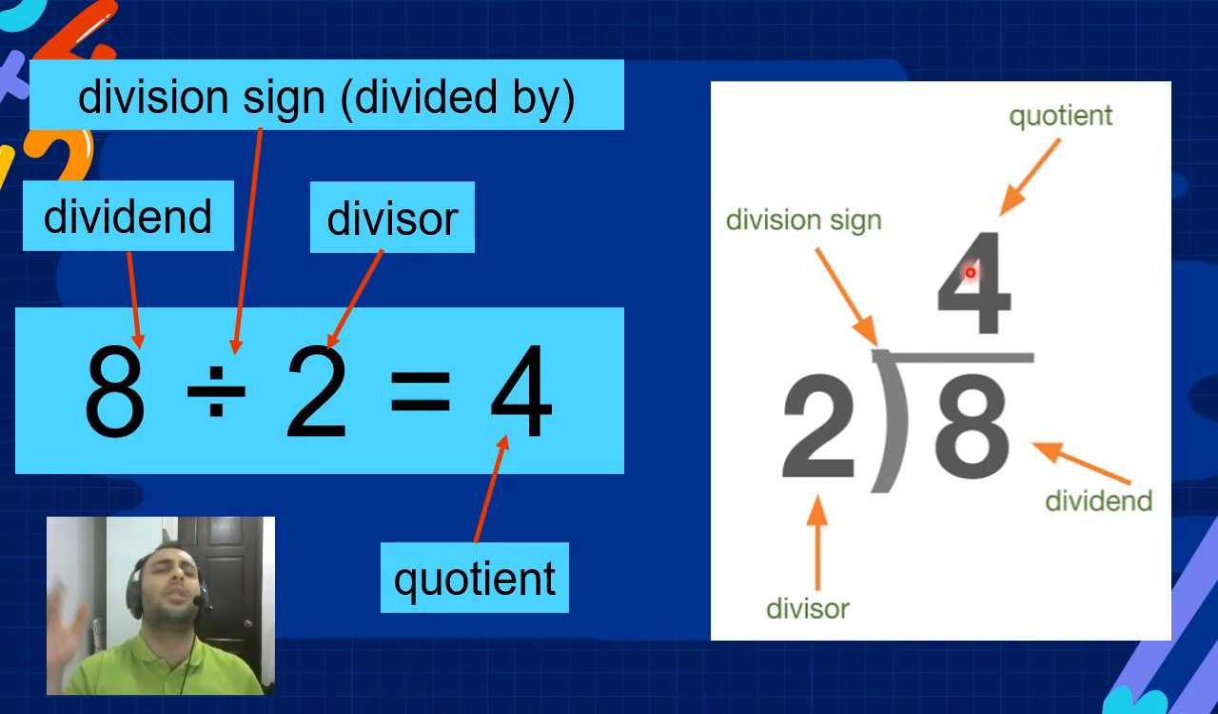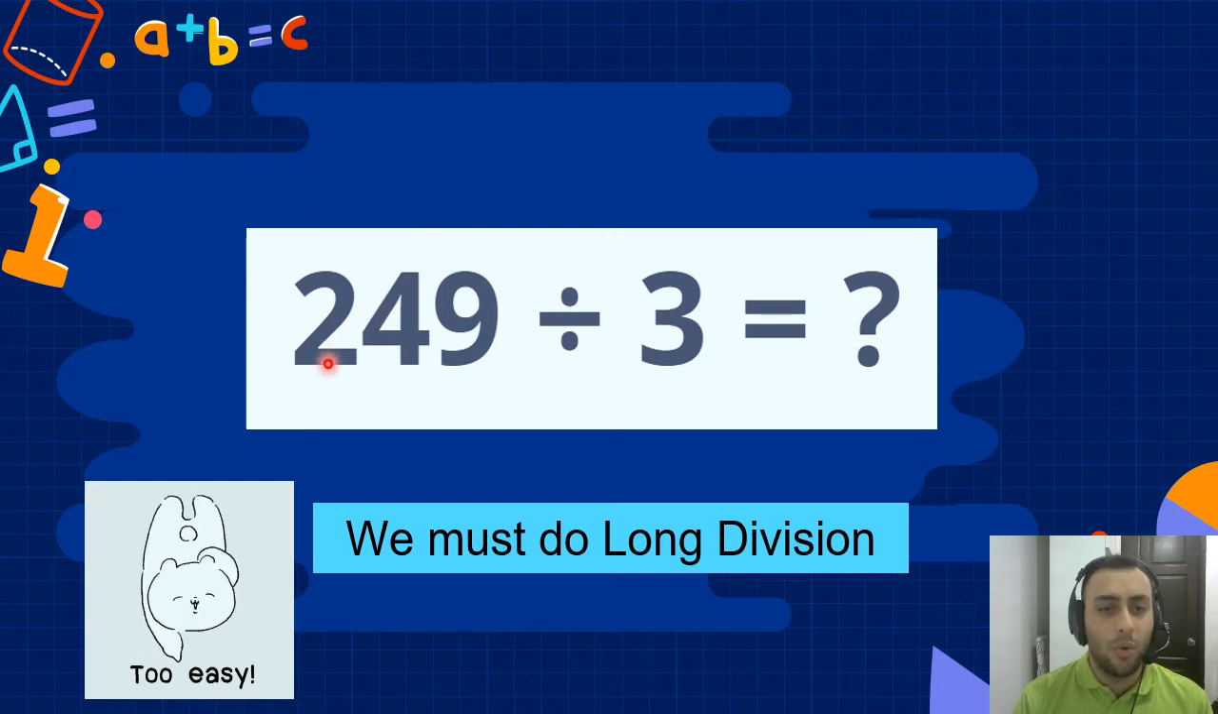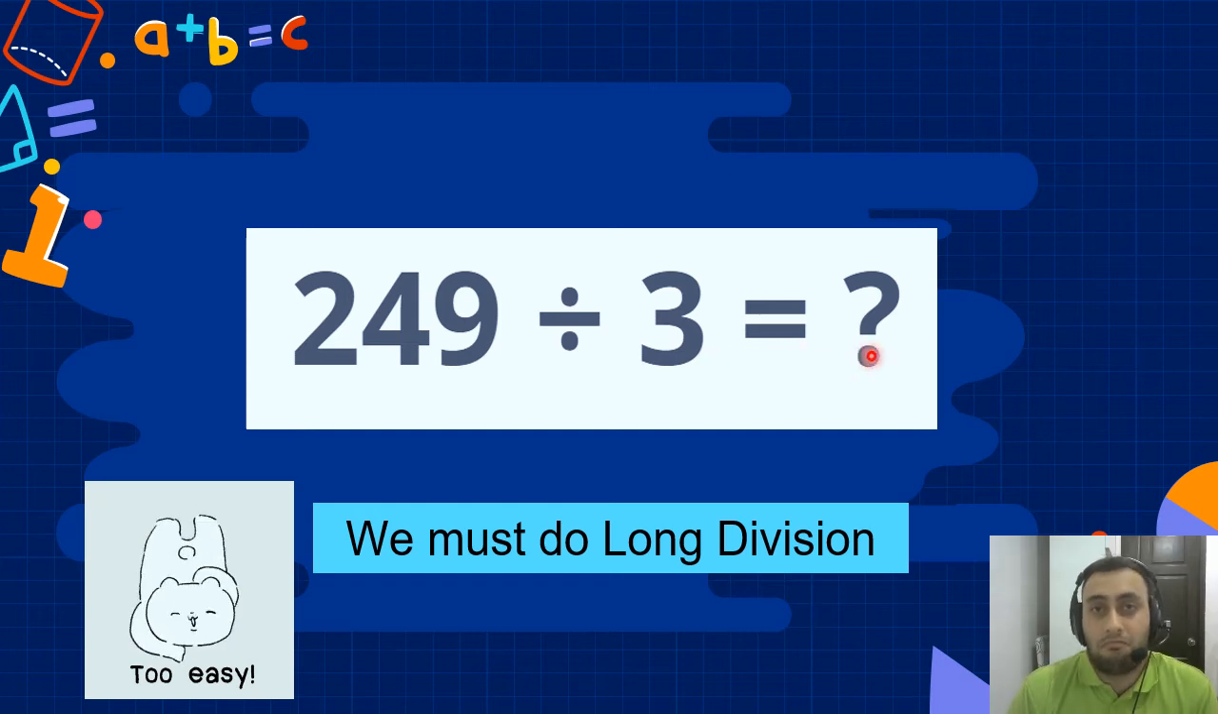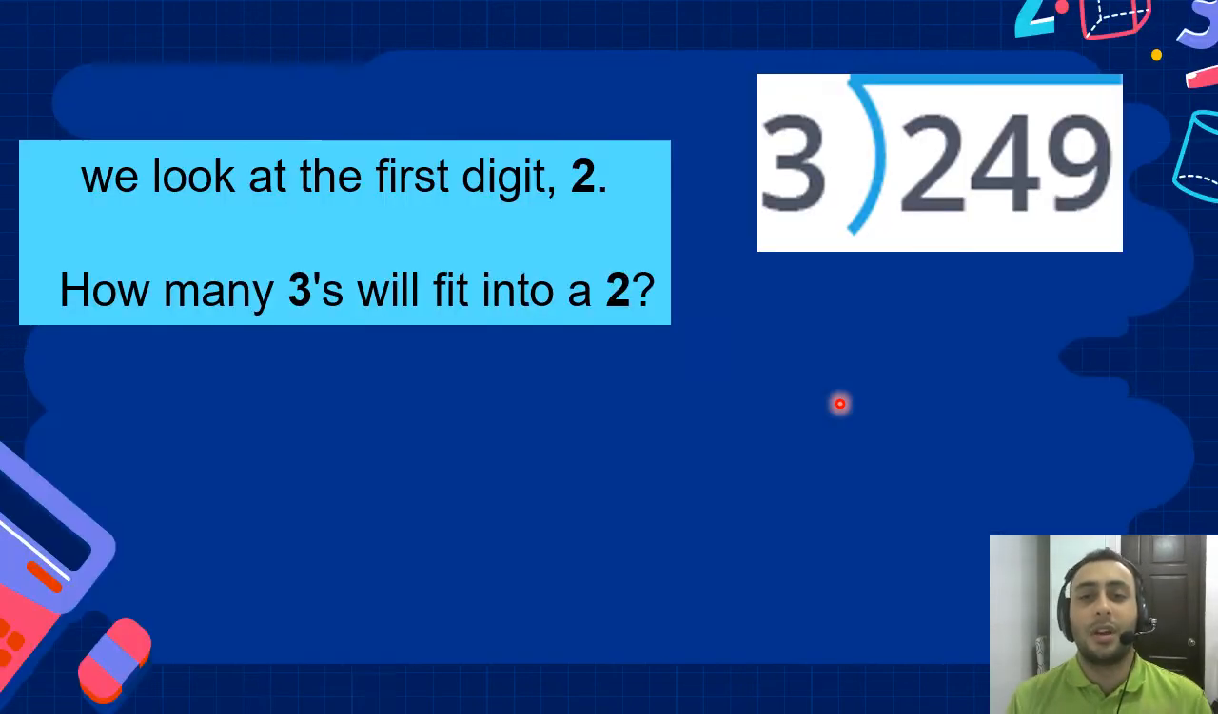Now, I know you're like, oh, teacher, too much information, too many words. I know. This is not the important part. The important part is if you can do division or not. So, let's do division together. 249 divided by 3 equals, I don't know. We must do long division. I know it's too easy for you, but let's do it. So we write it in the long division form. Instead of writing it like this, we write it like this. 249 divided by 3.